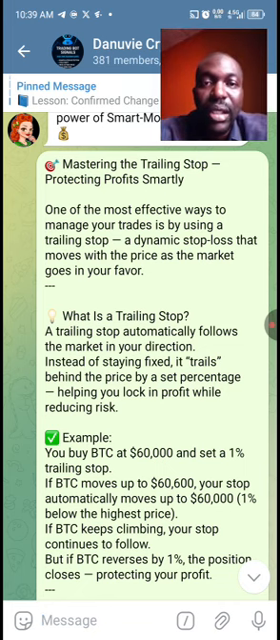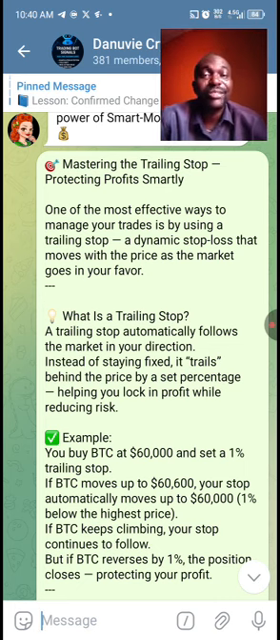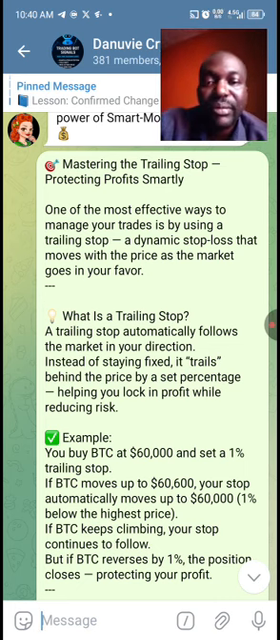Now, a trailing stop is a dynamic stop loss. If you are a forex trader, everybody knows what a stop loss is. A stop loss is like a protective measure on your account in case there is unforeseen manipulation. That's the purpose of a stop loss. It is meant to take you out when you enter the market and you don't anticipate unforeseen manipulation. That's what a stop loss is meant to do.